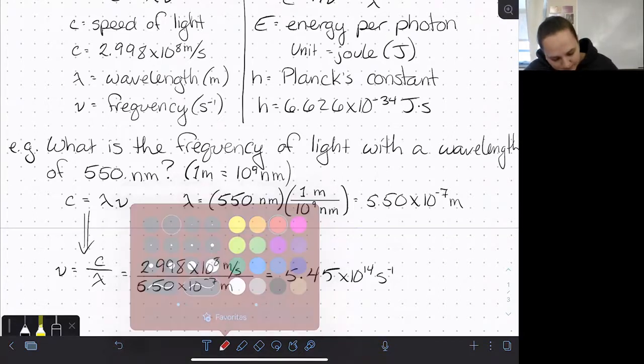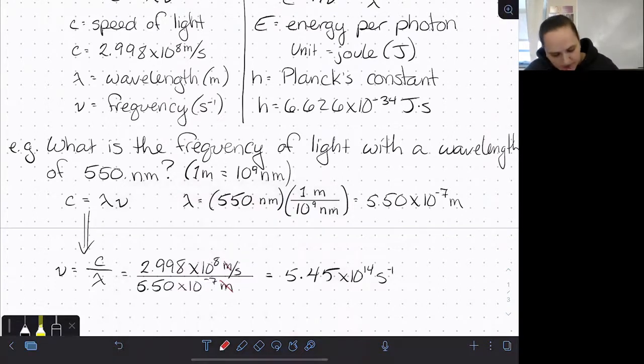You'll notice that for our units, we've got meters on the top cancels meters on the bottom, and we're left with 1 over seconds, that we have seconds in the denominator of this unit. So that's the same thing as seconds to the minus 1, or inverse seconds, which is where we want to end up for frequency.